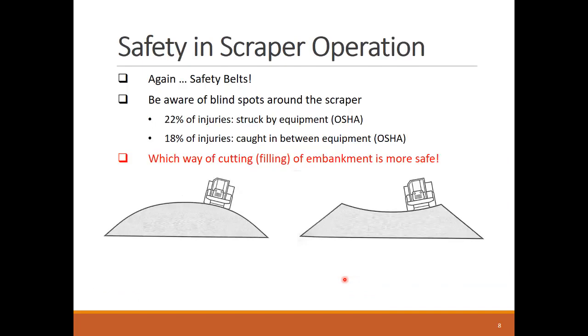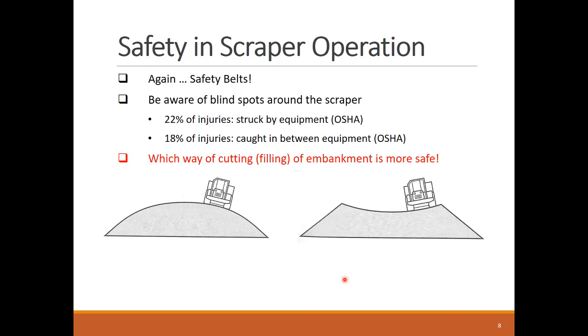The final topic we will cover in this lesson is safety during scraper operations. Similar to other equipment, operators are safer from falling off their equipment by buckling their seat belt. Also, blind spots are a concern around scrapers, which can lead to serious injuries and fatalities by being struck or caught between equipment. Also, safety can be a controlling factor for the way the scraper cuts the soil.